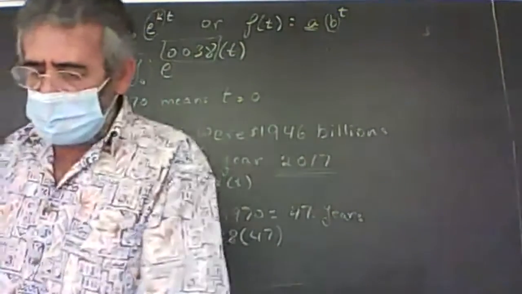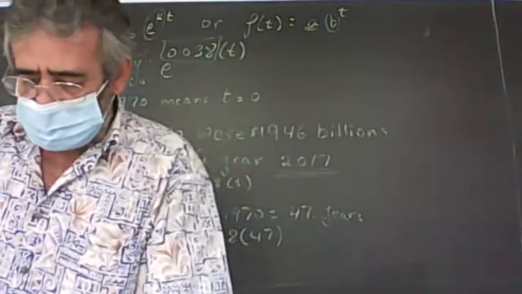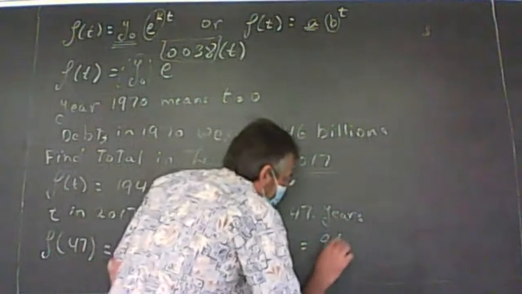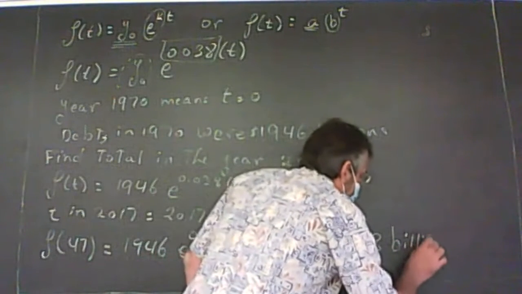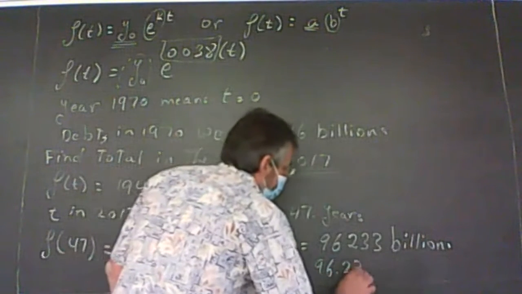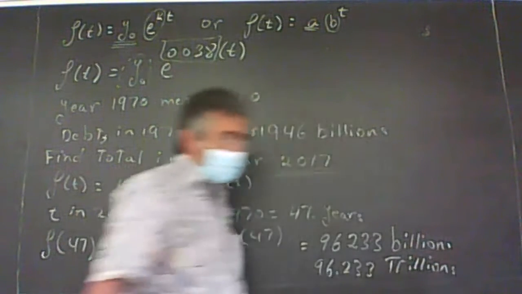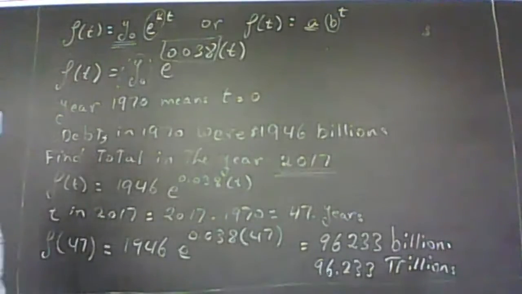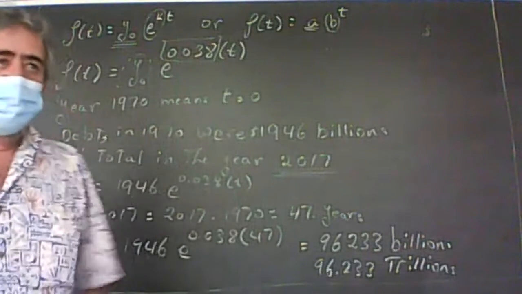And the answer is 96,000. So that should give me 96,233 billion, or so 96.233 trillion. So this is the amount in 2017 based on the formula that was represented in that.